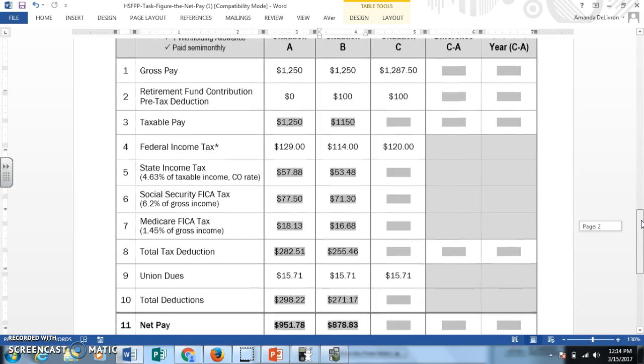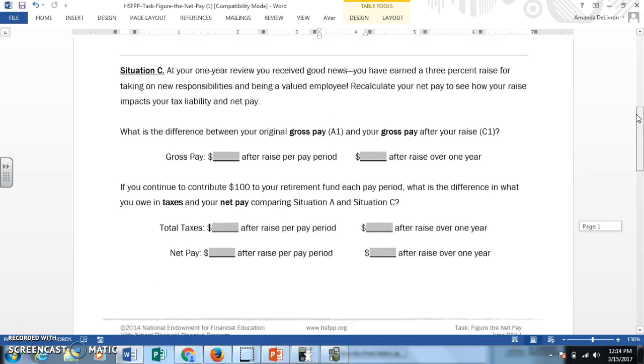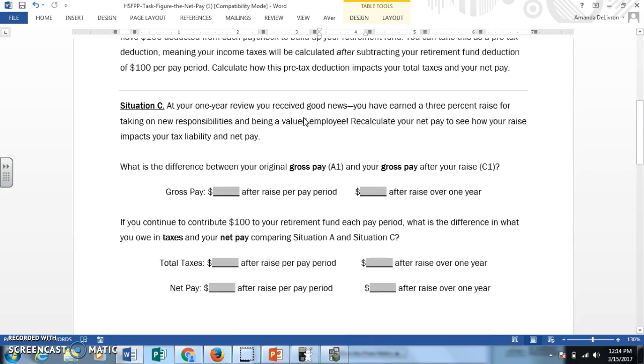Well, there's a third option too. There's a situation C. Situation C, at your one-year review, you received good news. You've earned a 3% raise for taking on new responsibilities and being a valued employee. So you have to recalculate your net pay to see how your raise impacts your tax liability and net pay.